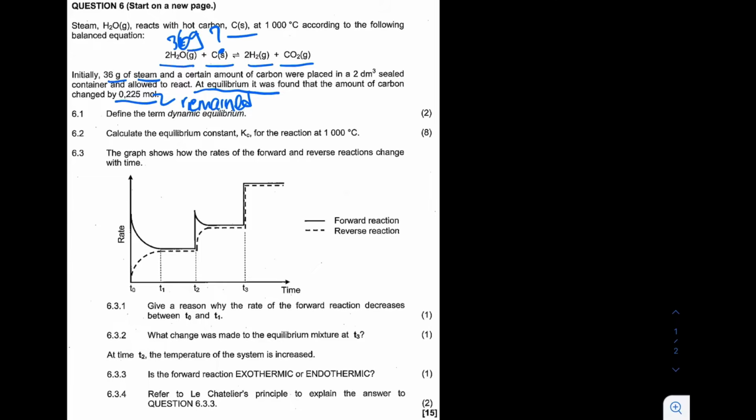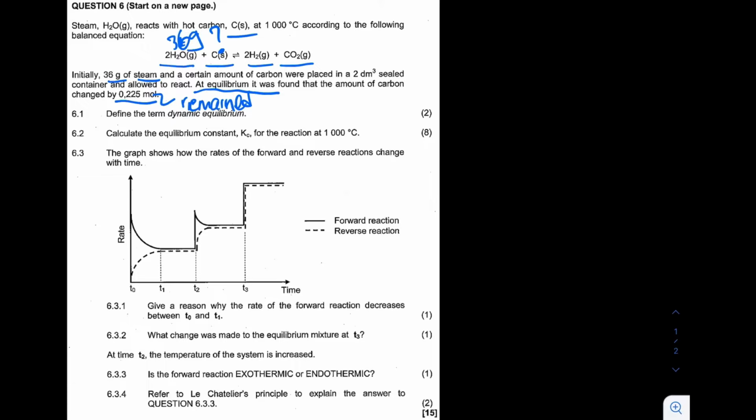6.1, it says define the term dynamic equilibrium. Dynamic equilibrium is a state in which the chemical reaction where the rate of forward reaction is equal to the rate of reverse reaction. Now 6.2, it says calculate the equilibrium constant for the reaction at 1000 degrees Celsius.